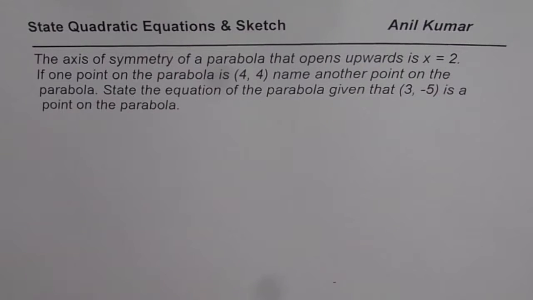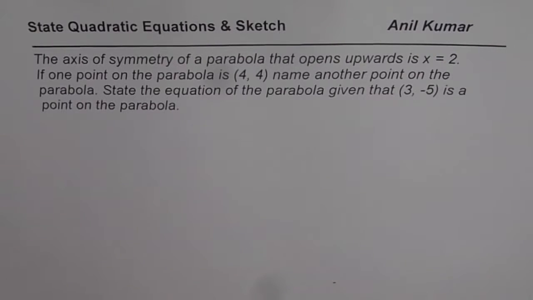The axis of symmetry of a parabola that opens upwards is x equals 2. If one point on the parabola is (4, 4), name another point on the parabola. State the equation of the parabola given that (3, -5) is a point on the parabola. So my approach here is to teach you different ways of finding the solution to a question.